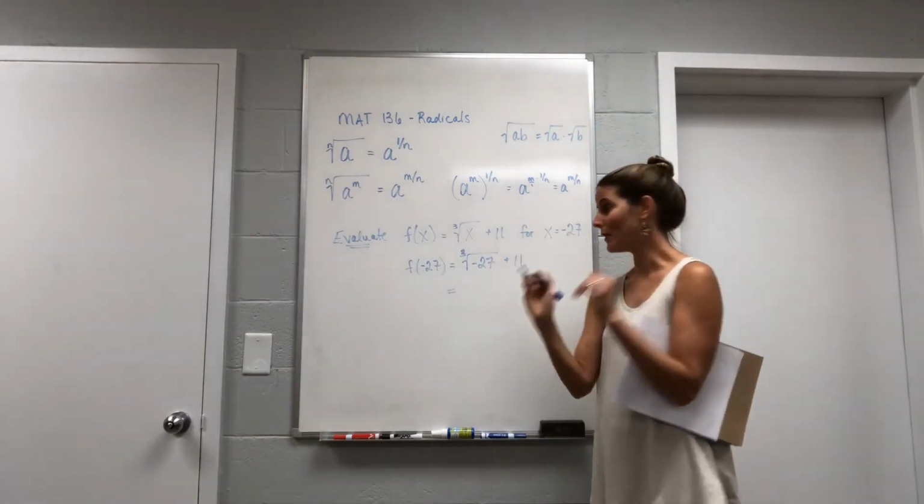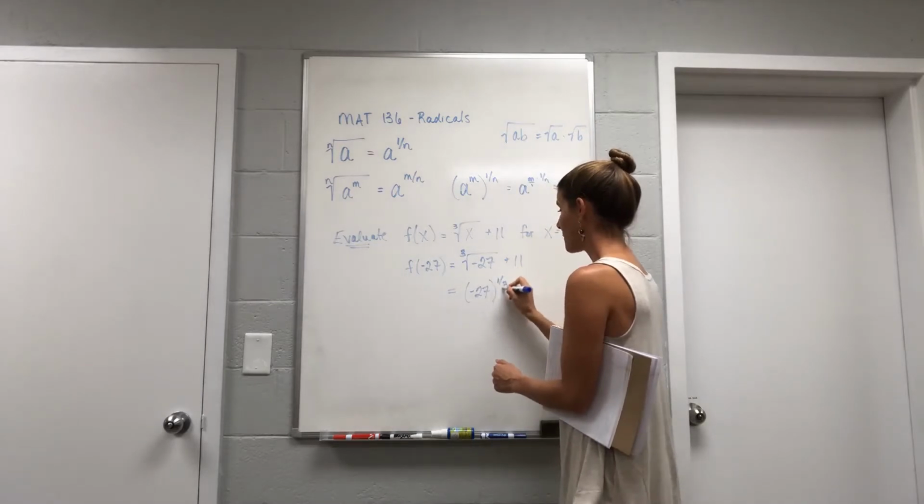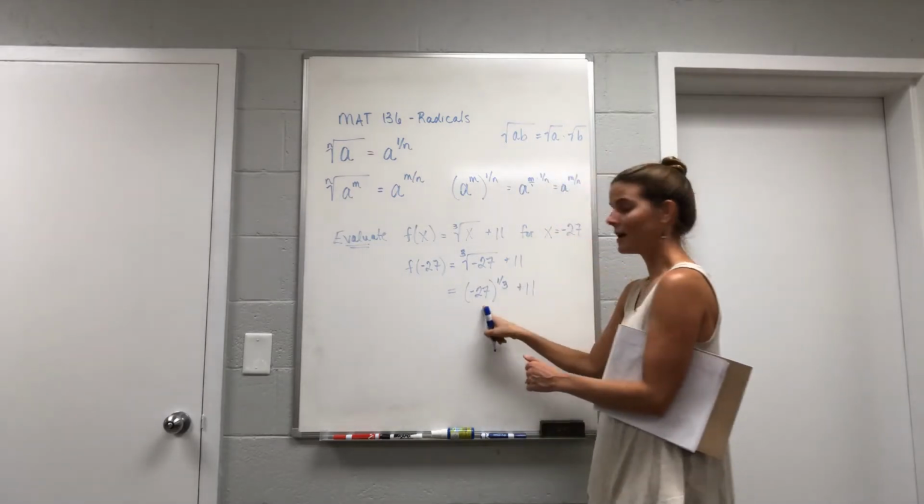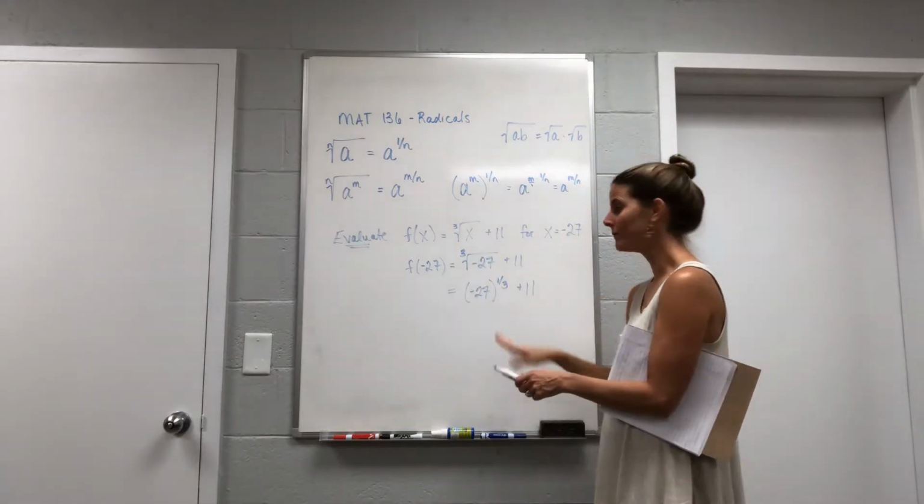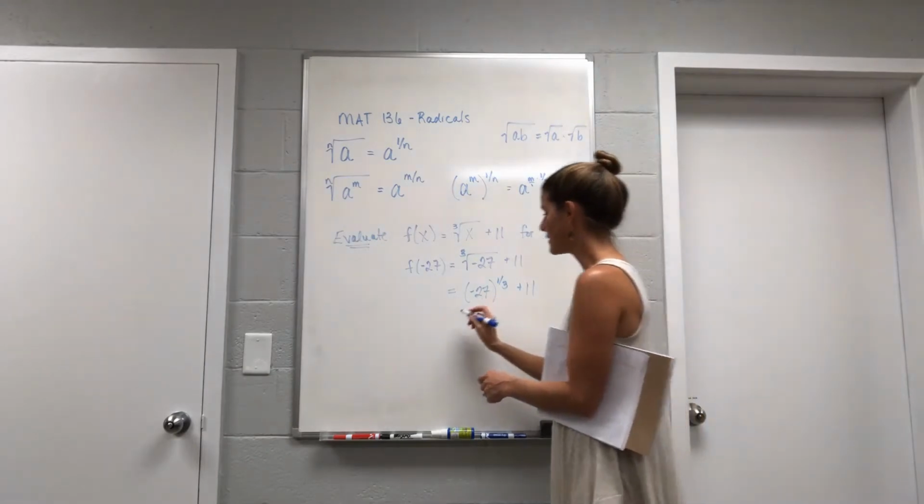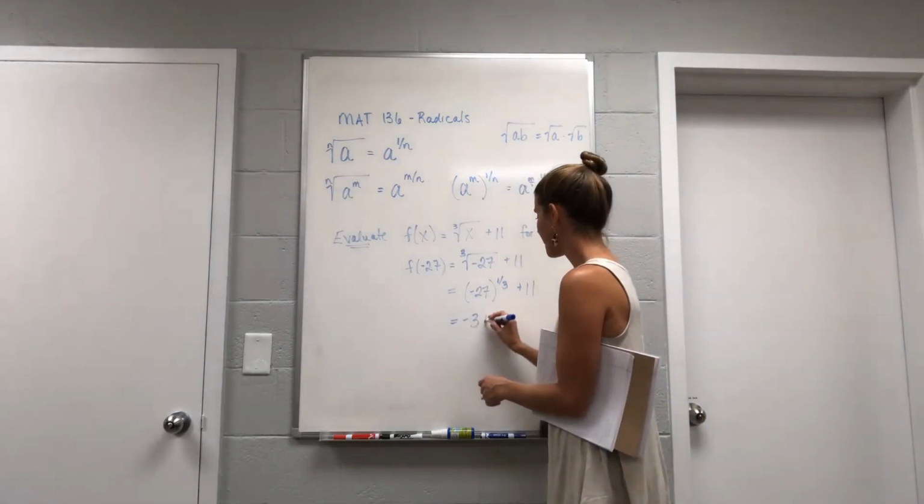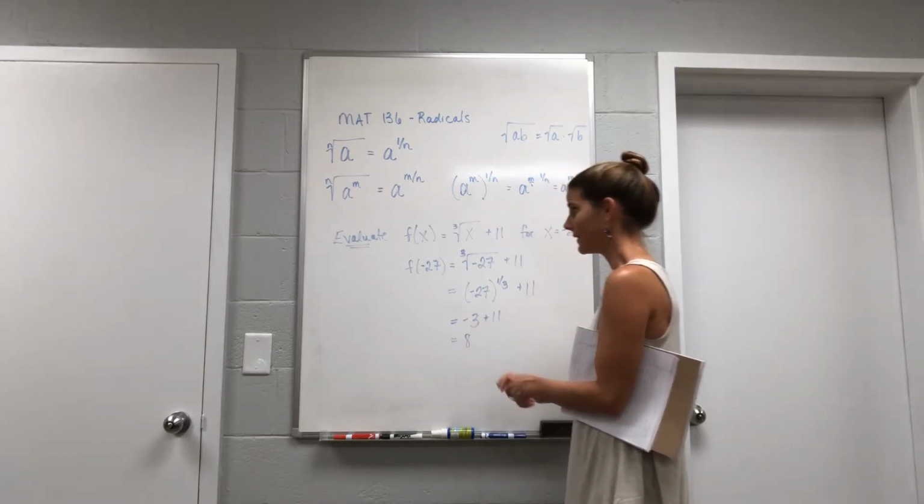Or you could put in the parentheses, negative 27 to the 1/3 power. Sometimes some of your calculators might not have the capability to do a cube root, but you could convert it to a power. So it's useful there. So this would give you negative 3 plus 11, which is 8, and that's your answer.